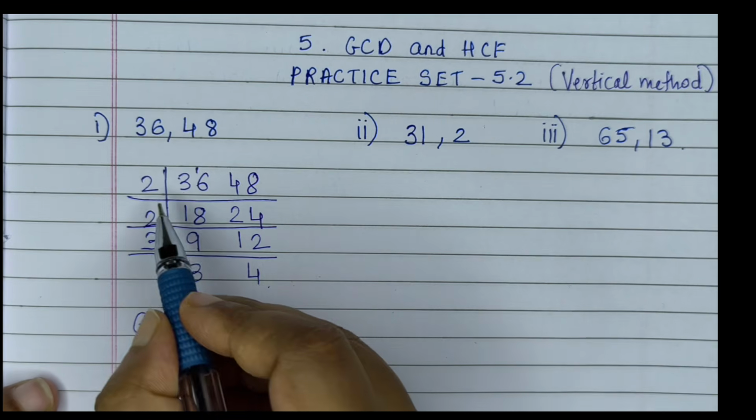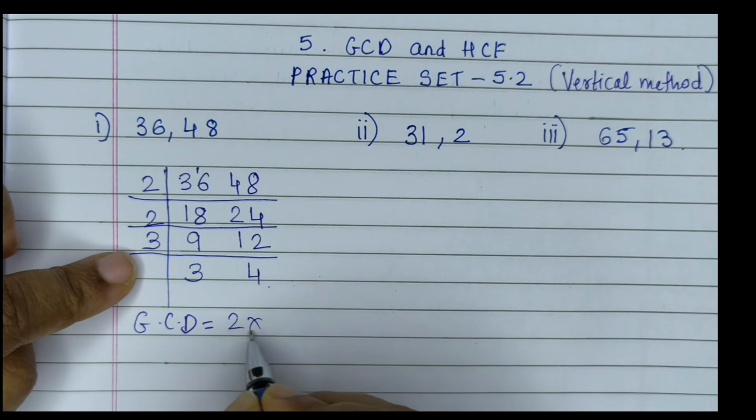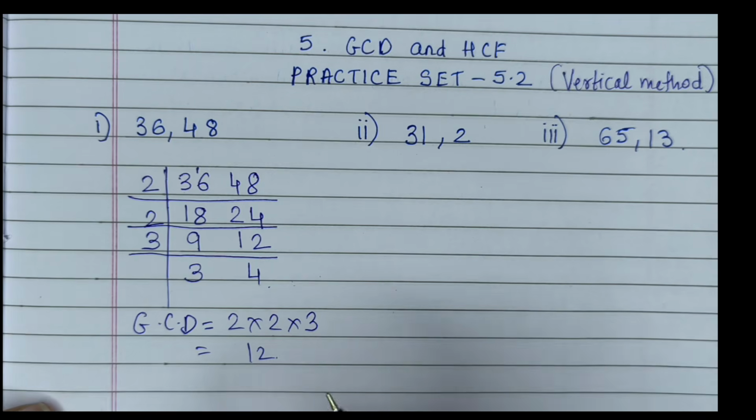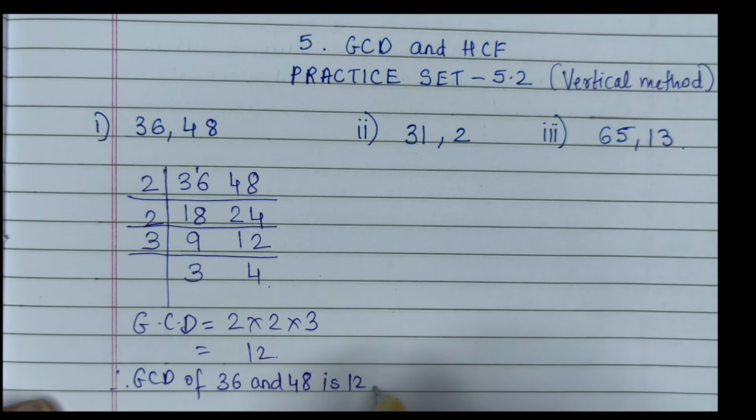GCD is equal to, see these factors what we have got, 2 into 2 into 3. We are going to multiply that. 2 2s are 4, 4 3s are 12. Understood? So therefore GCD of 36 and 48 is 12.